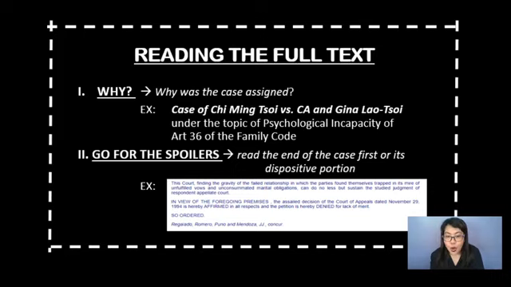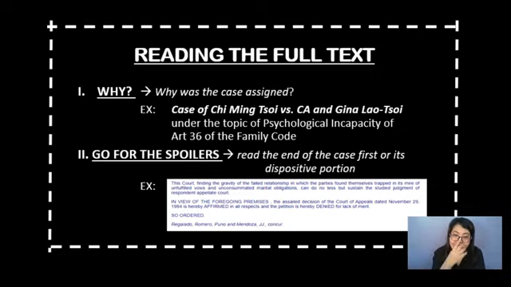So bear in mind that there are at least 2 to 3 issues in a case. You can easily spot these because they are identified by Roman numerals. So some issues may be relevant to the topic while others fall under a different subject matter. So pag alam mo kung bakit inassign yung case, malalaman mo yung facts and issues ng kaso na pagtutuunan mo ng pansin.